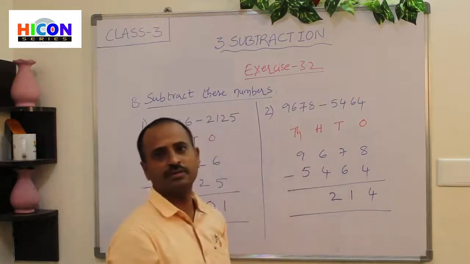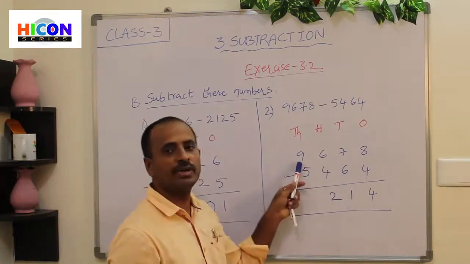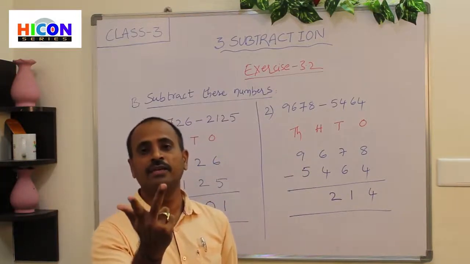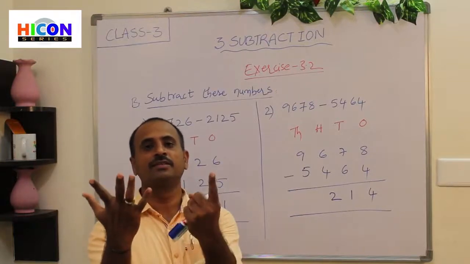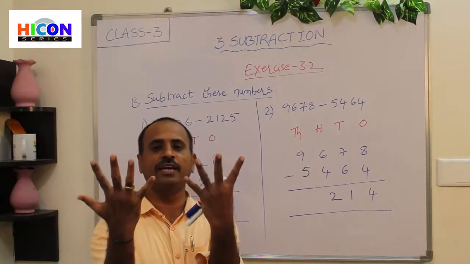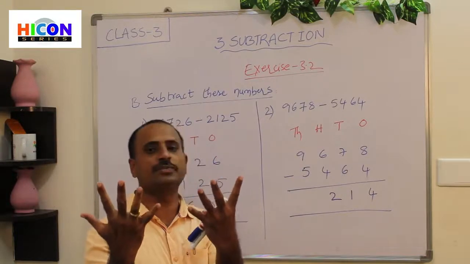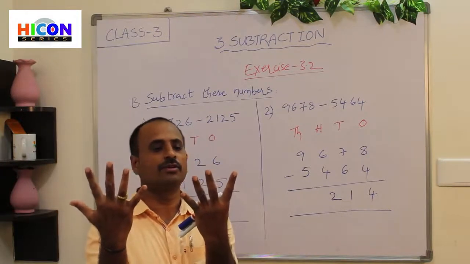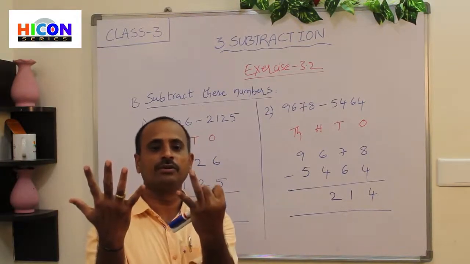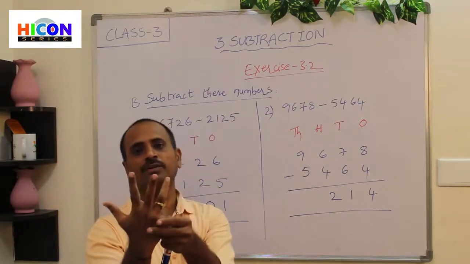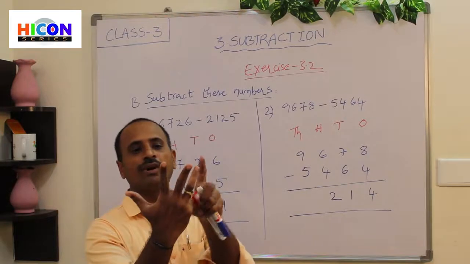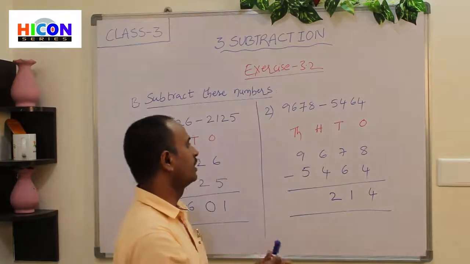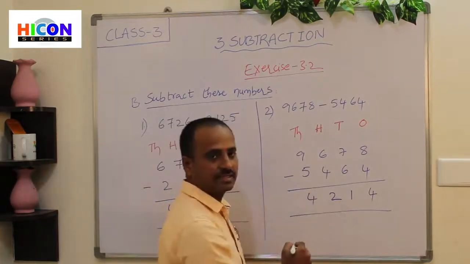Next, go to thousands place. In thousands place, what is the first number? 9. So open 9 fingers of your hand. 1, 2, 3, 4, 5, 6, 7, 8, 9. Children, these are the 9 fingers. And what is the second number in thousands place? 5. So close 5 fingers in these 9 fingers. 1, 2, 3, 4 and 5. Children, how many fingers are there remaining? 1, 2, 3, 4. There are 4 fingers remaining. So write 4 under thousands place.